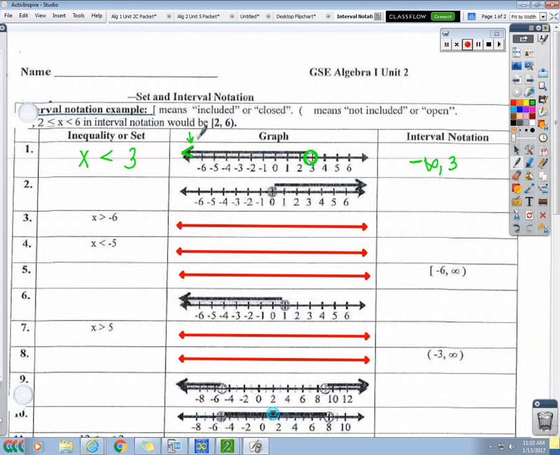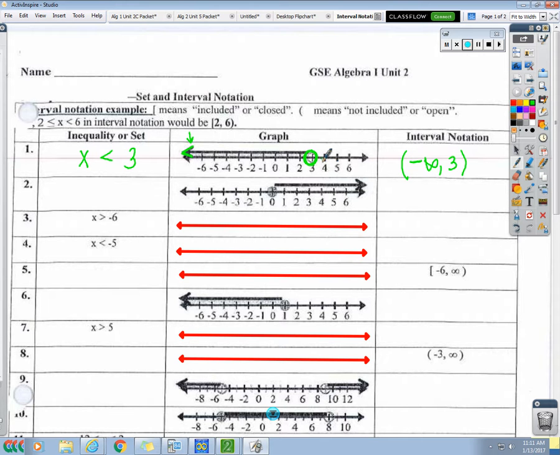So, parentheses always will go on your infinities because we will never be able to include infinity. You will never reach infinity. Okay, in this case, 3 is also going to get a parenthesis because it was not included. It was an open circle. All the solutions are less than 3. They're not 3. They're just less than 3.